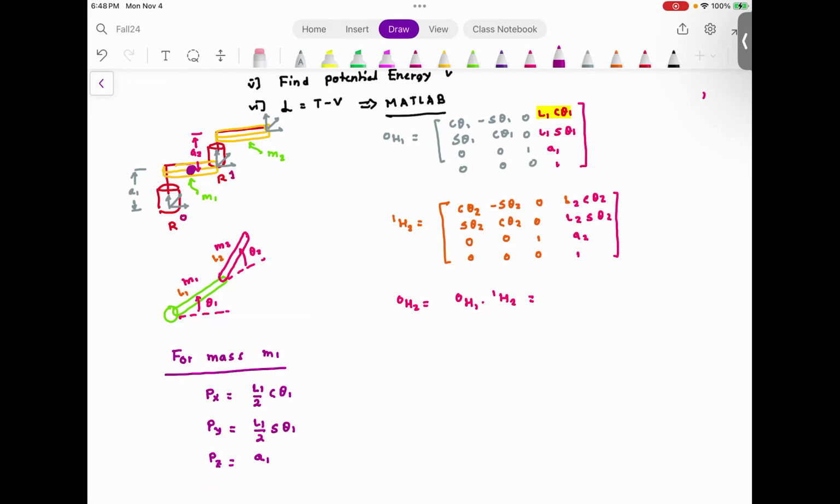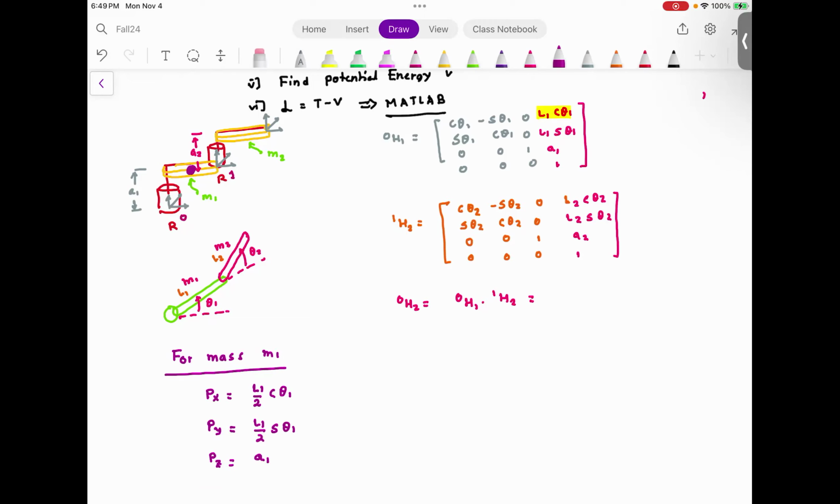If you look at 1h2, that is going to give you the distance between the first frame and the second frame in x, about x1. Second, if you look at L2 sine theta 2, that is going to give you the distance between the first frame and the second frame in y direction. And the last one is going to give you the z distance between the first frame and the second frame.